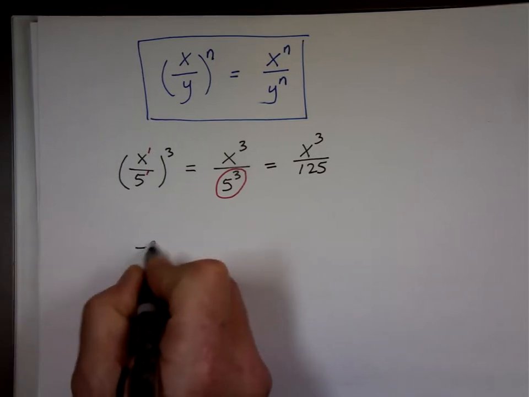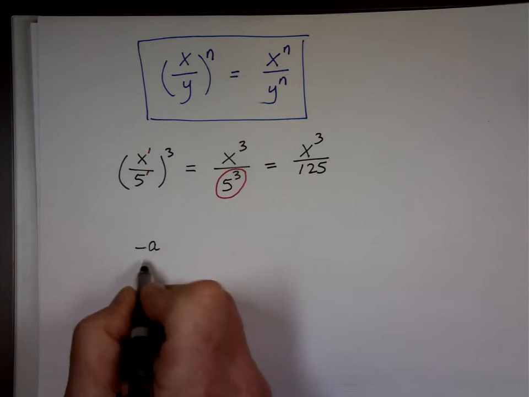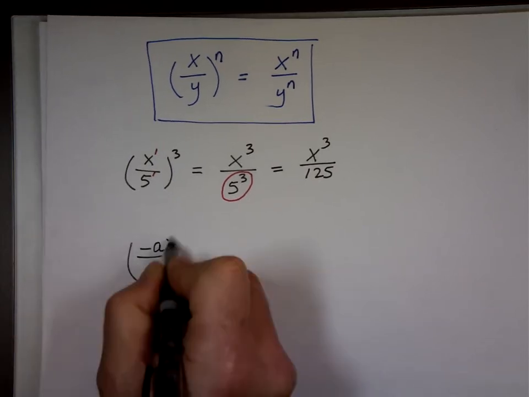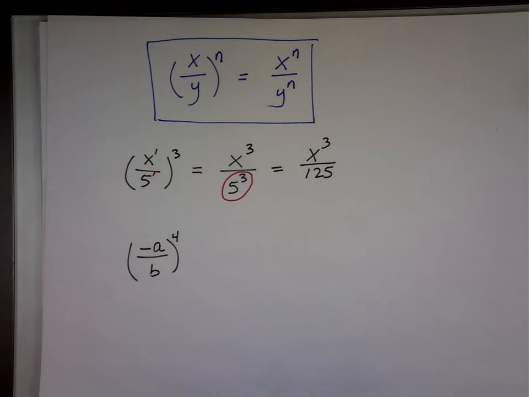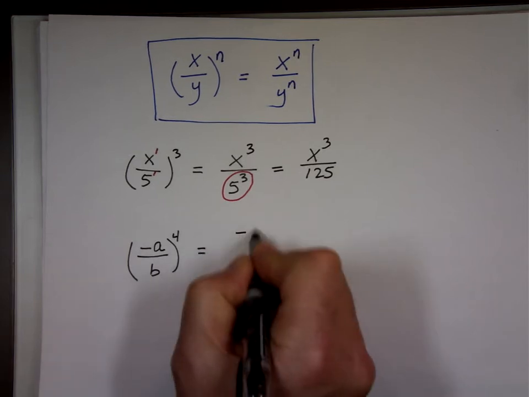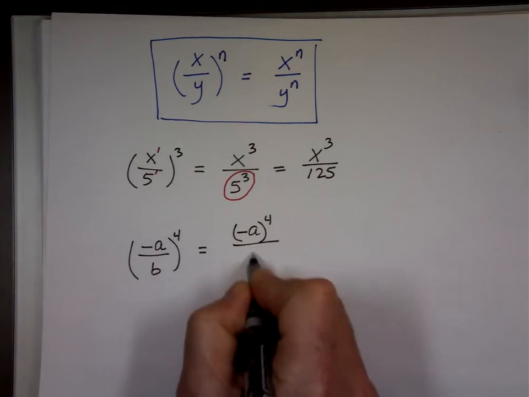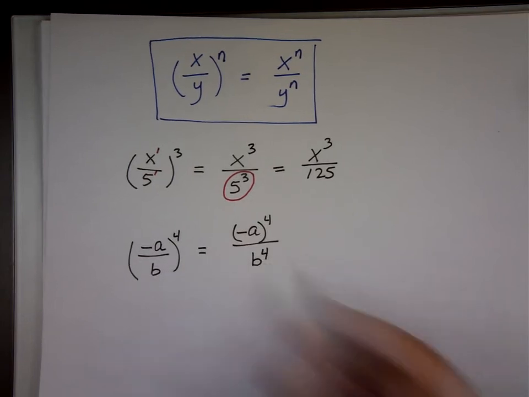Negative a over b to the 4th power. This is negative a to the 4th over b to the 4th. The problem is that minus sign. So what do we do with the minus sign?